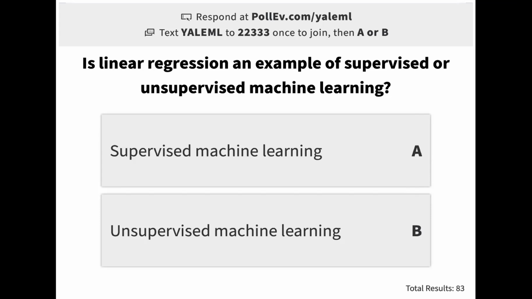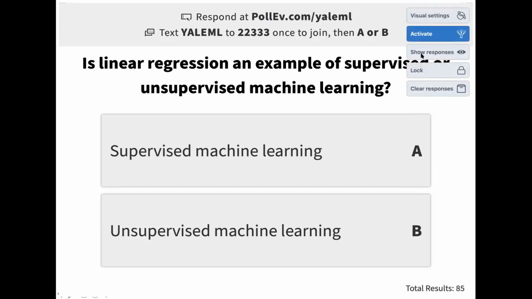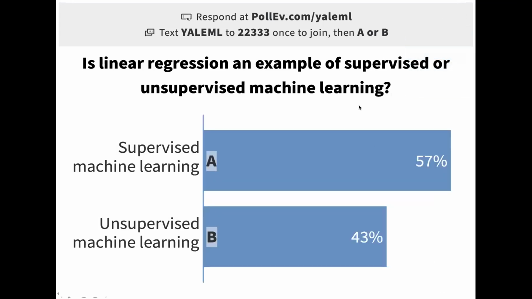Okay, great. So we're going to share responses. Interesting. Okay. So 57% of you said that it was an example of supervised machine learning, and 42% of you said it was an example of unsupervised learning.